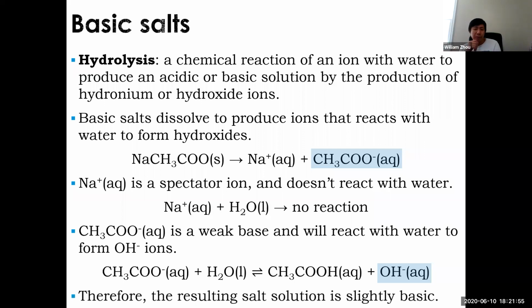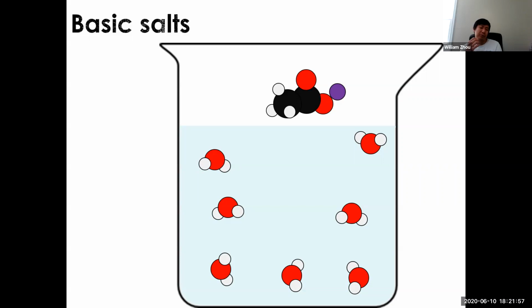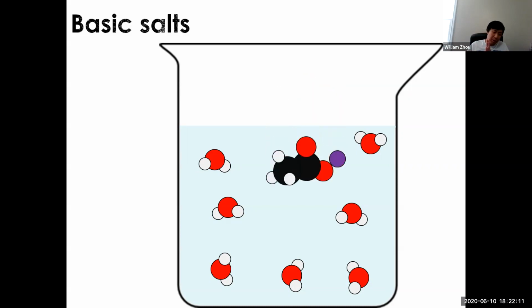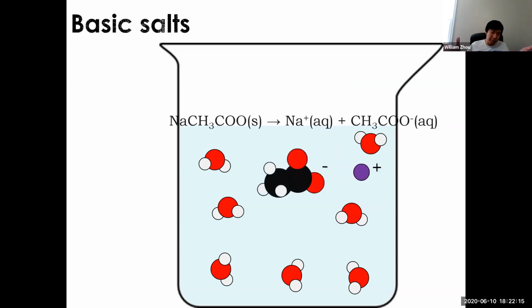Here is a visual of this. You have a beaker of water, and I'm about to drop sodium acetate into the beaker. The purple ball stands for sodium. The rest of that blob of black and red balls, that is acetate. If you drop this in water, they will dissociate. That's what ionic compounds do. Once you dissociate, well, you have the separate ions.